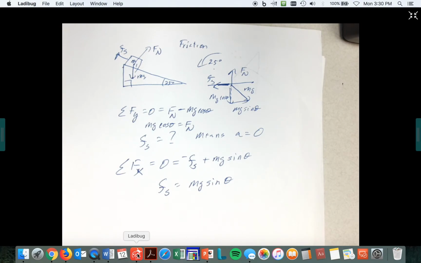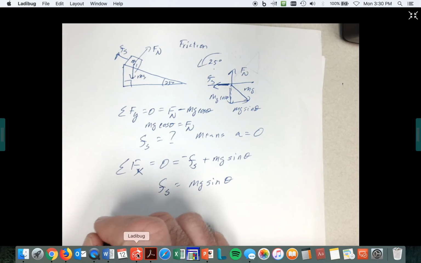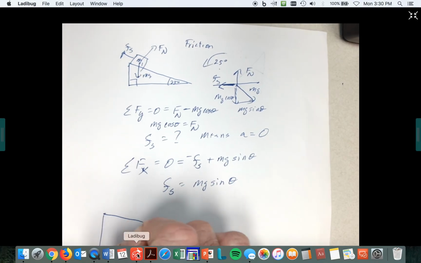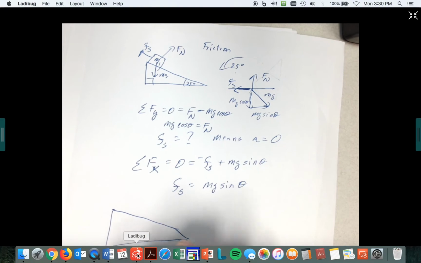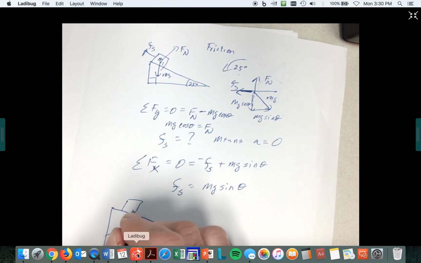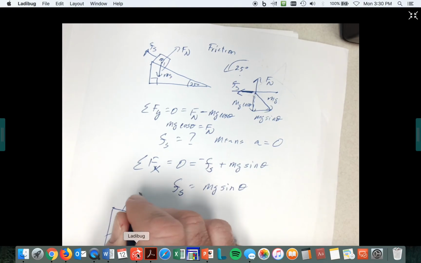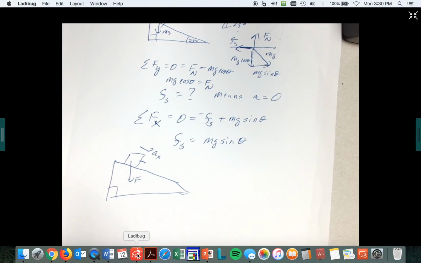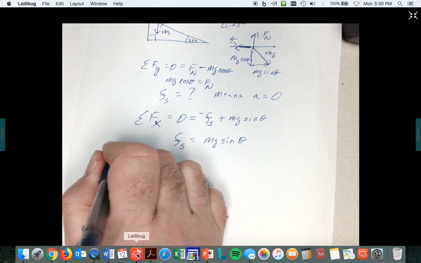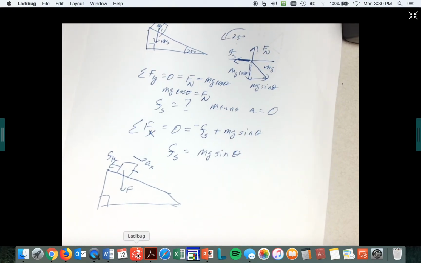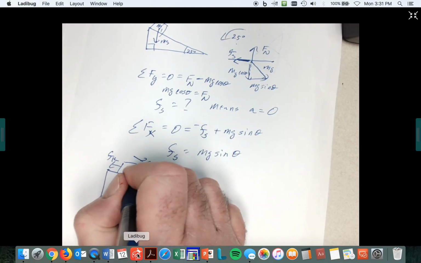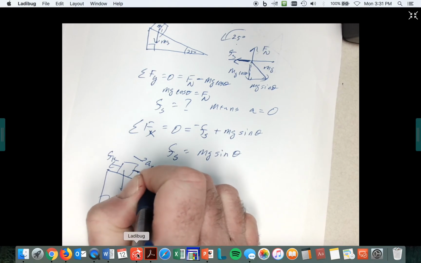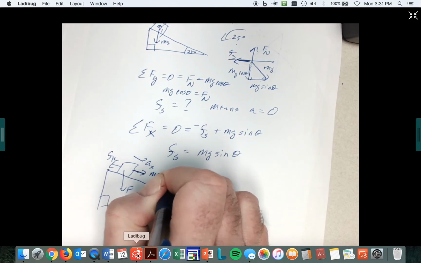Now let's say that something is accelerating. Now let's say that the block is actually moving. Draw it again. Horrible block, I'm kind of hurrying here. So now it's accelerating in this direction. Now I've got a kinetic frictional force going this way, and I've got mg sine theta going this way.